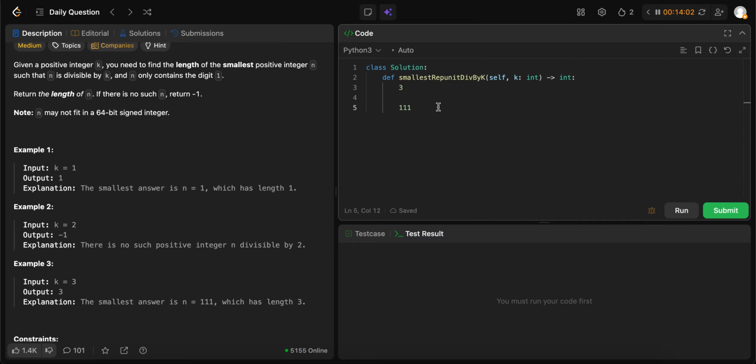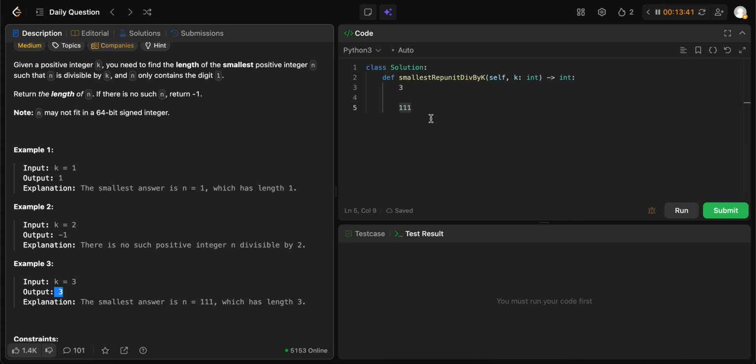What is this? 30 something. Maybe it's 40 minus 9, 38. Okay, 38.